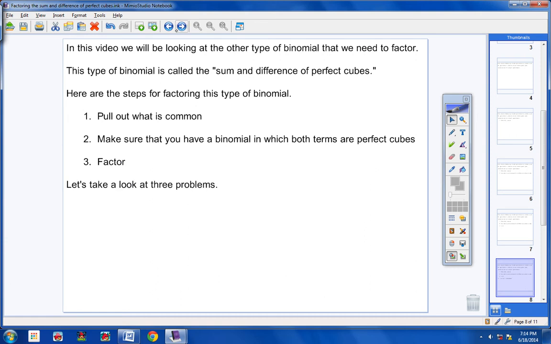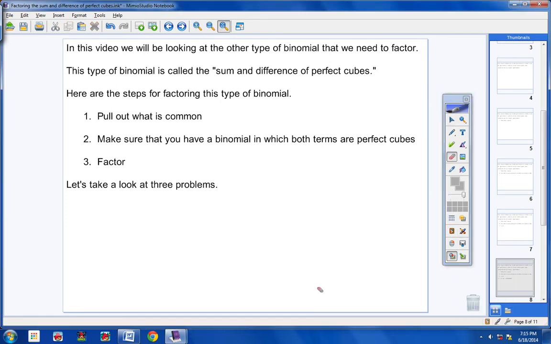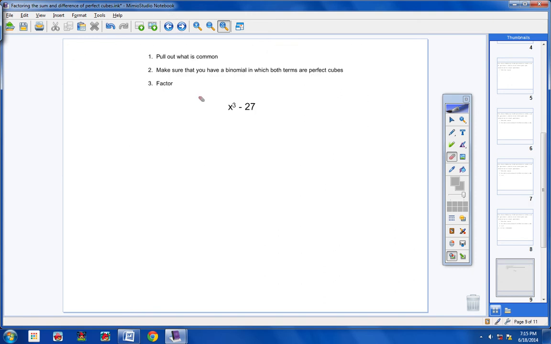So with this in mind, let's take a look at 3 problems, and only 3 problems today. Let's see if you can't learn how to factor binomials which are sums and differences of perfect cubes. Now be sure and take some really good notes and make sure you understand what you're doing, okay? Alright, let's go ahead and factor this binomial.